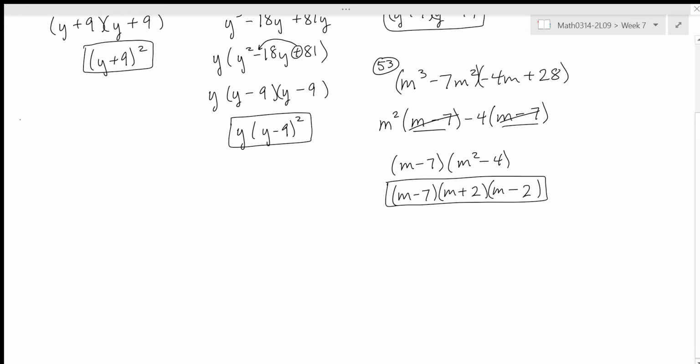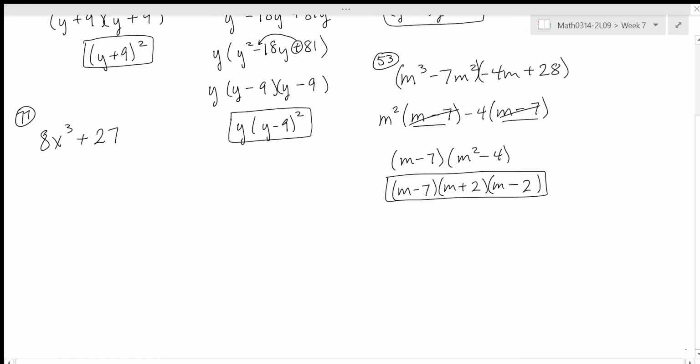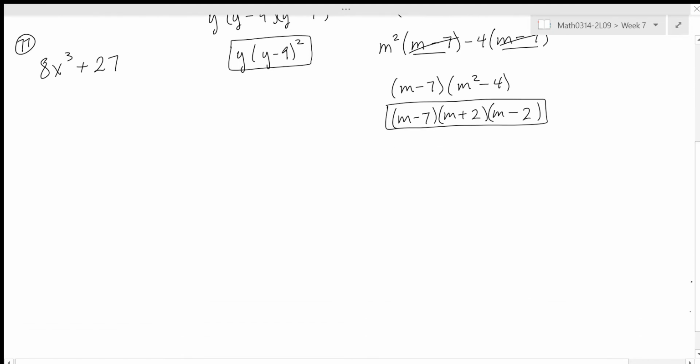Okay, next, number 77. Does anybody recognize what that is? What is it? Cubes? Okay. Specifically, this is the sum of two cubes. What three things make 8x to the third? 2x, 2x, and 2x, right? And what three things make 27? 3 times 3 times 3. Don't forget that you do need to write that stuff down because we're going to be grabbing it in a minute when we factor.